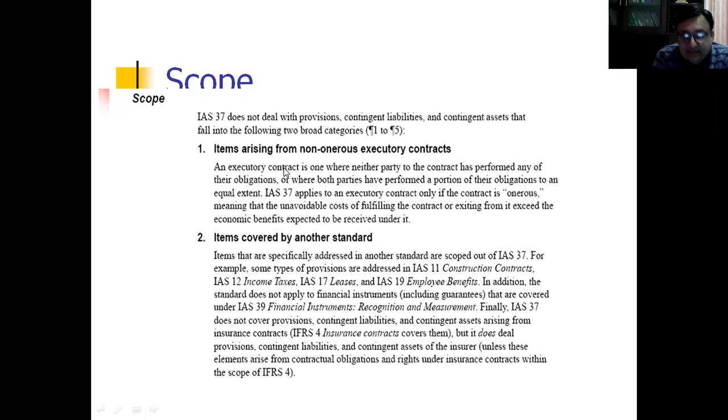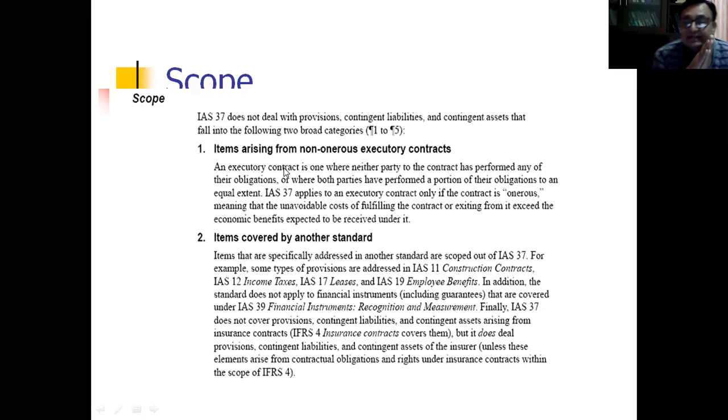So where other standards are there for dealing with such kinds of transactions, for example, construction contracts, income taxes, leases, employee benefits, financial instruments, insurance contracts, this IAS 37 will not be applicable there.